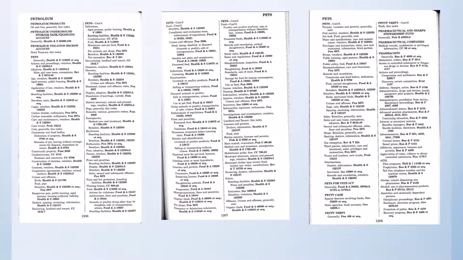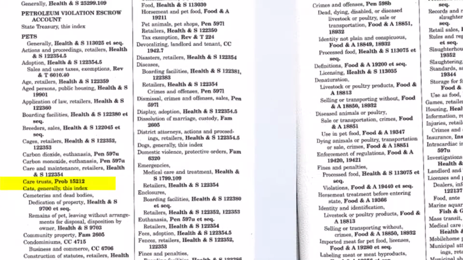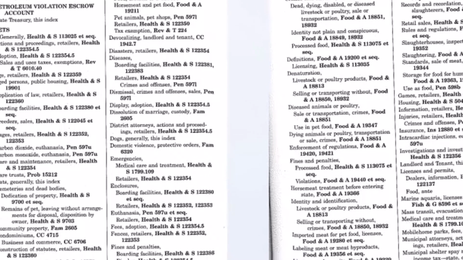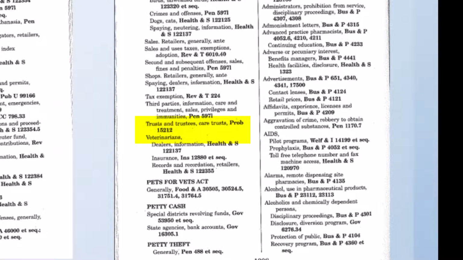Now these three pages include the entire pet heading in this index. What subheadings could you look under? Let's start with care. You find care trusts, and it refers you to Probate Code section 15212. That could be it. But let's keep looking. Let's also look under the subheading trusts. It says trusts and trustees, care trusts, and refers you to the same code section.